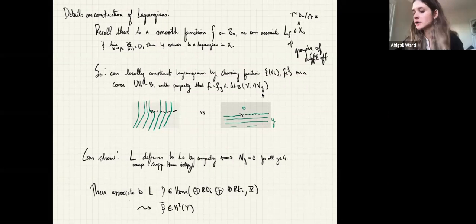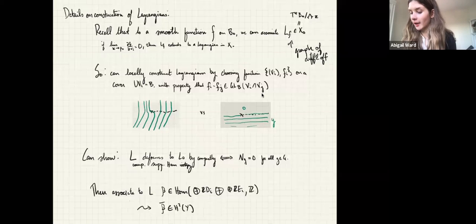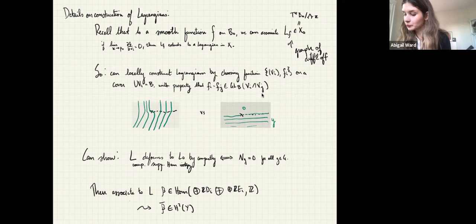And then the question is, what smooth functions allow us to extend this Lagrangian section L_F in X naught to a Lagrangian section in X? So we need some condition on the differentials of your functions F. The condition is going to be that if some partial derivative vanishes, then L_F extends to the Lagrangian in X. It's easier to see this visually. So if I have a slit like this, the function y is invariant.